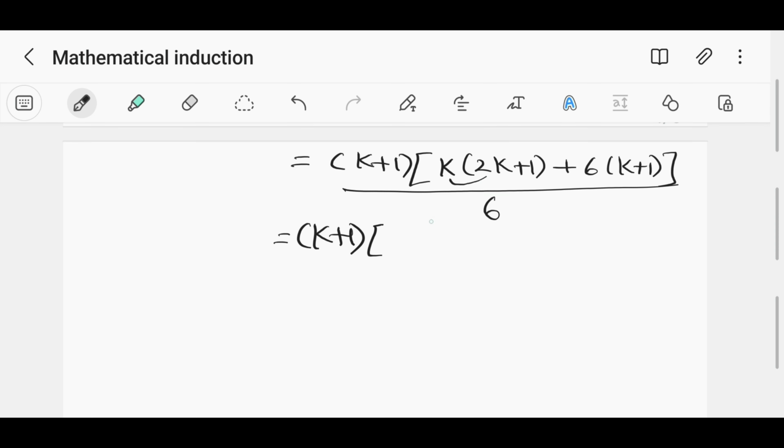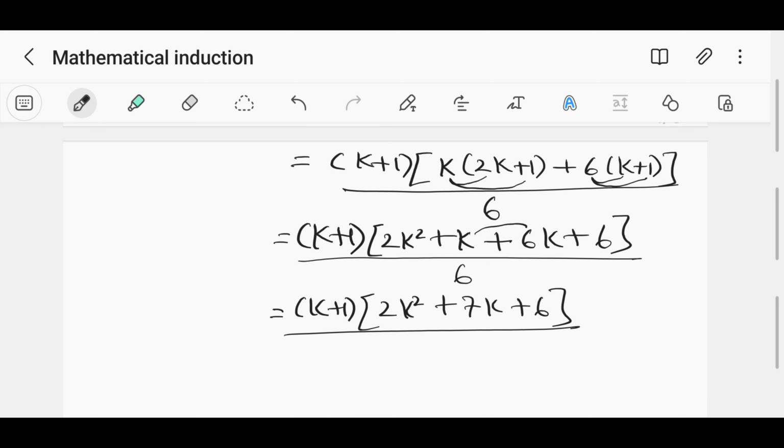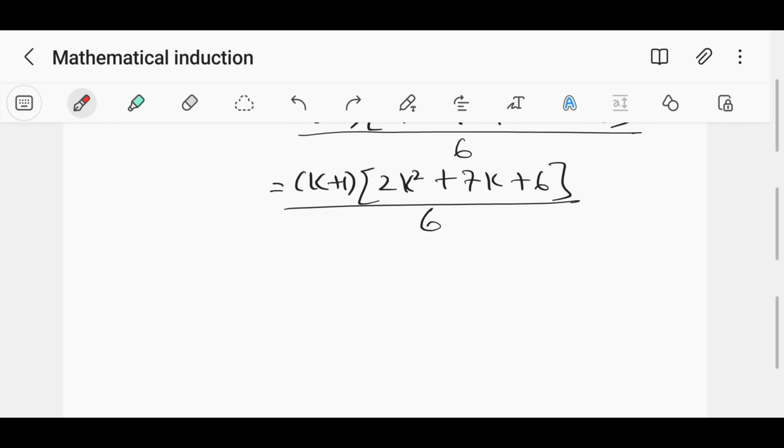So if you multiply this, what do you get? 2k square plus k plus this term 6 into k plus 6 into 1, plus 6 whole divided by 6. So this is equal to (k plus 1) again, here you have 2k square plus k plus 6k, that will be 7k, plus 6 whole divided by 6. Now just factorize this square bracket term.